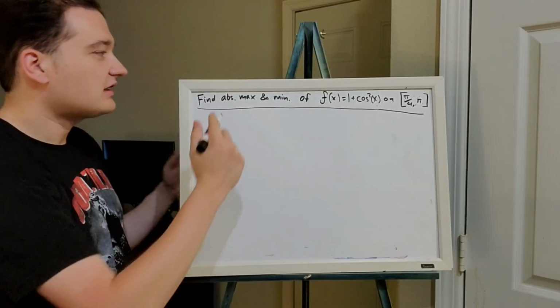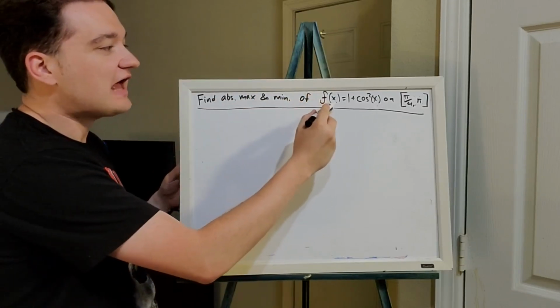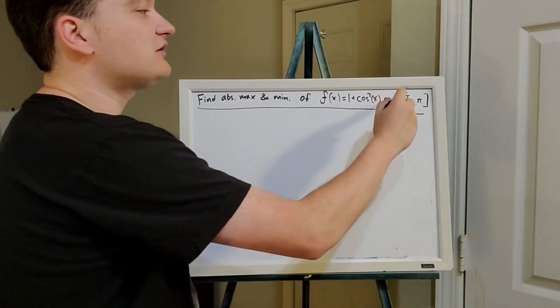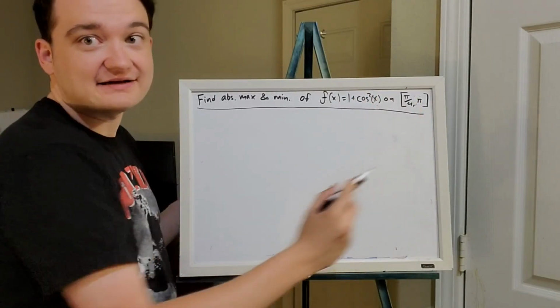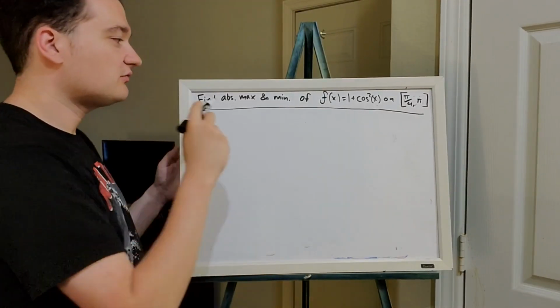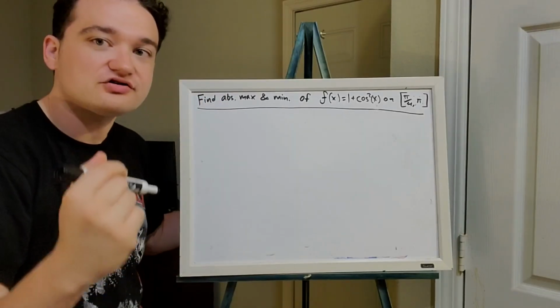I'll admit that. We want to find the absolute maximum and minimum of f of x equals 1 plus cosine squared of x on the interval from pi over 4 to pi. What do we do? When we're trying to find the absolute maximums and minimums, we always start with the derivative.